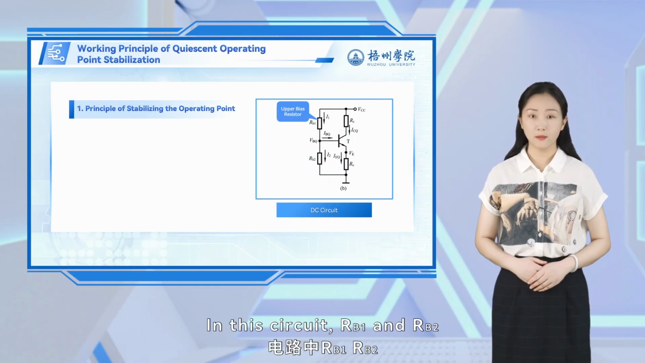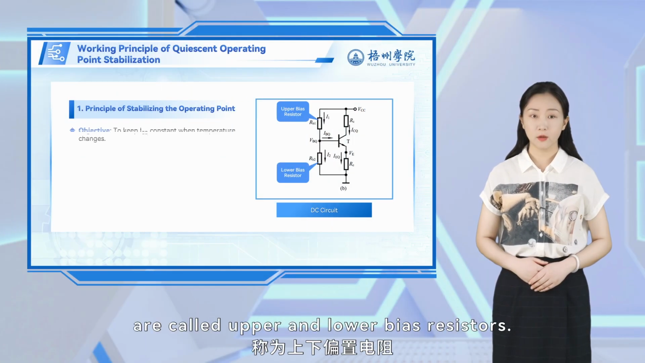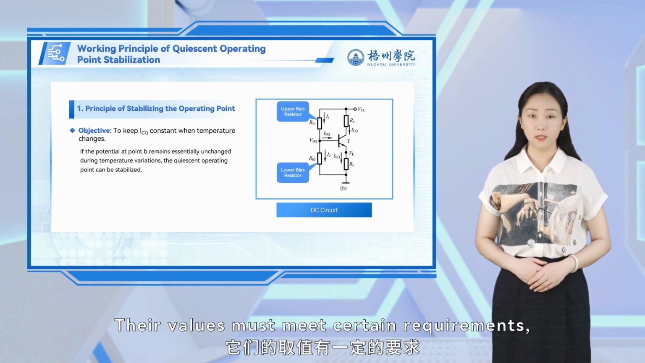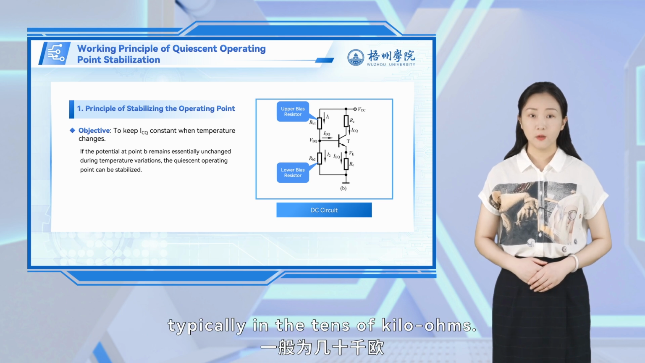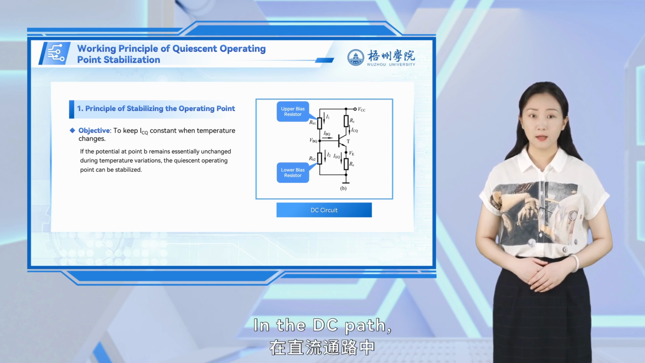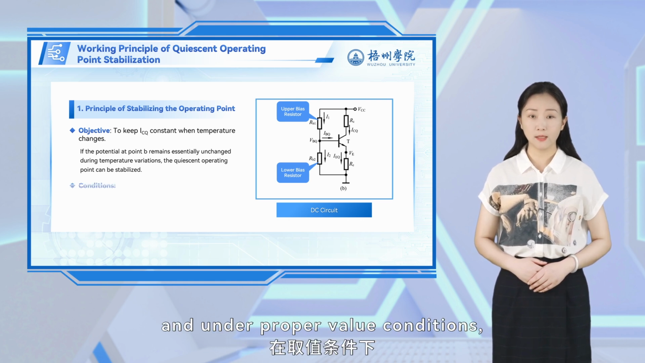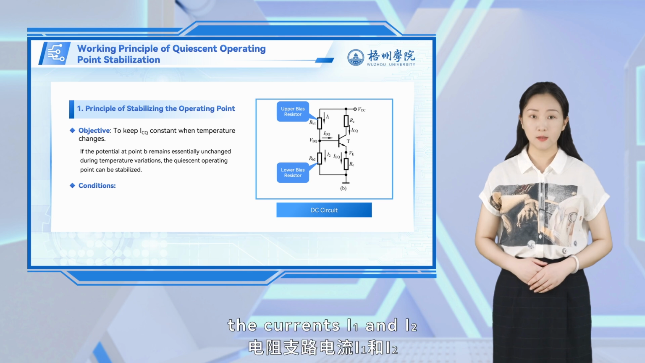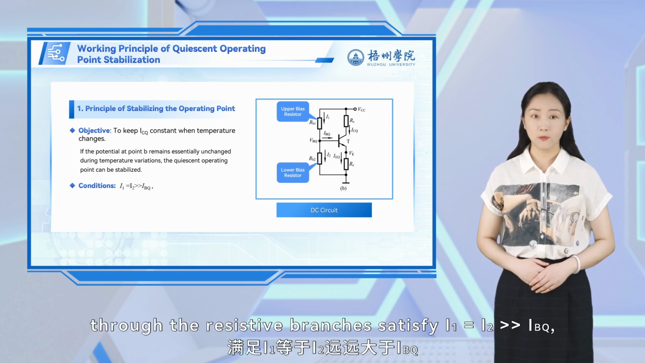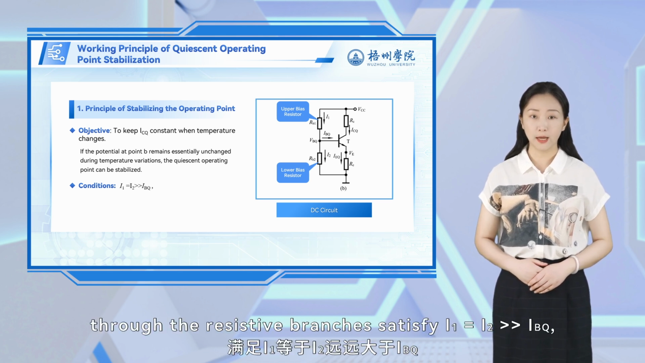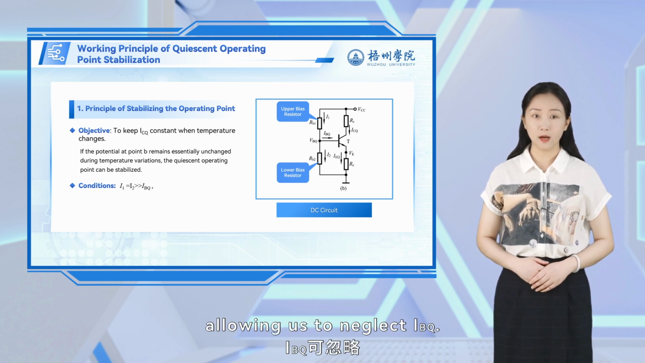In this circuit, RB1 and RB2 are called upper and lower bias resistors. Their values must meet certain requirements, typically in the tens of kiloohms. In the DC path, due to the presence of RB1 and RB2, and under proper value conditions, the currents I1 and I2 through the resistive branches satisfy I1 equals I2 much greater than IBQ, allowing us to neglect IBQ.